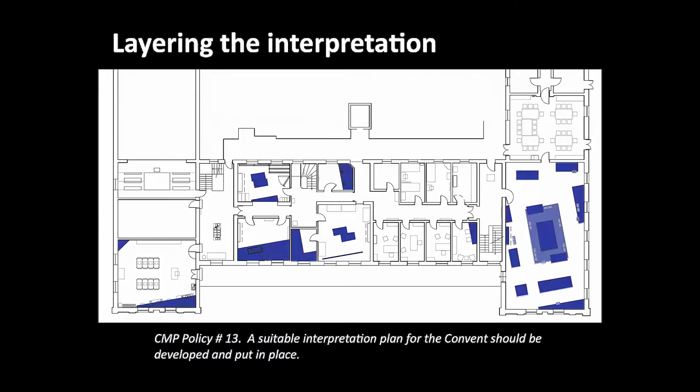So there were about 26 permanent exhibition elements in the redevelopment of the centre. This is an early version of a sketch from the exhibition designers. If you look at the Conservation Management Plan, Policy 13 talks about an interpretation plan. So the designers came up with the idea of offsetting all the introduced elements at 30 degrees.